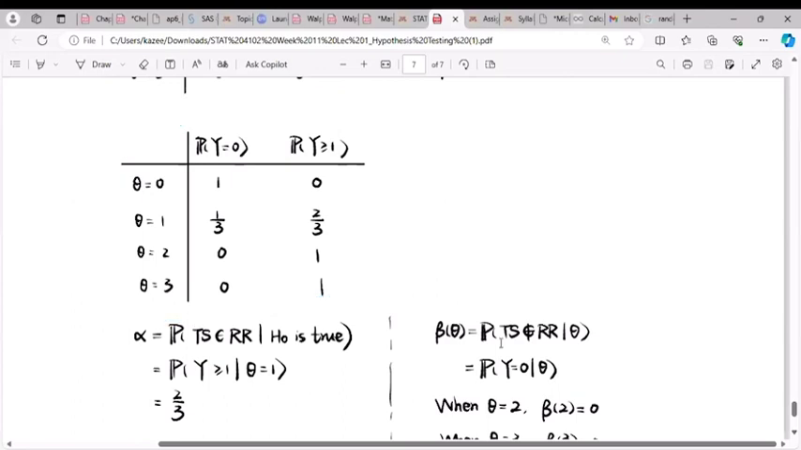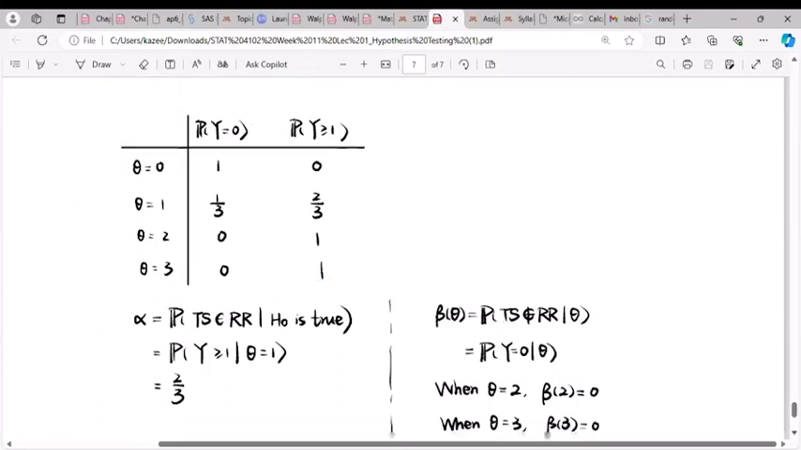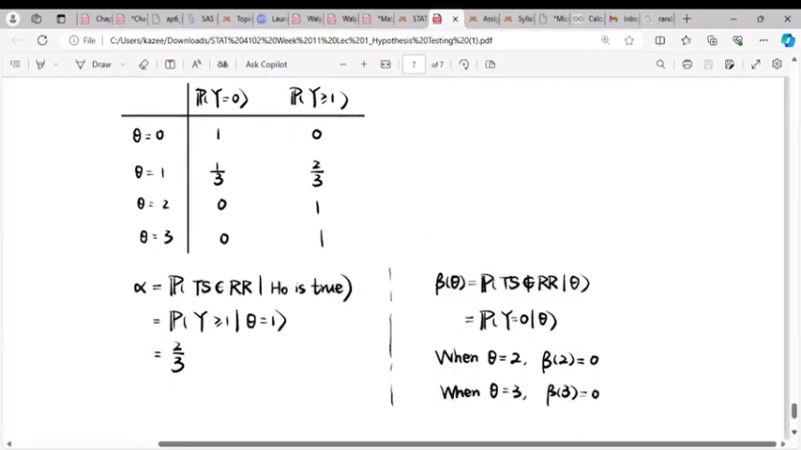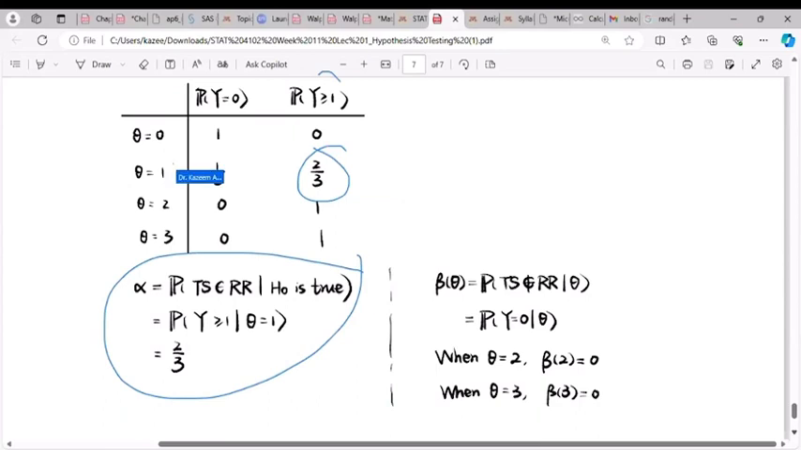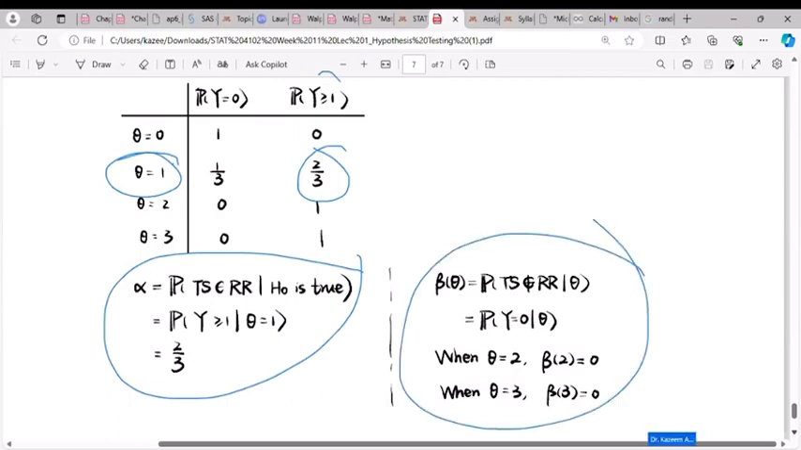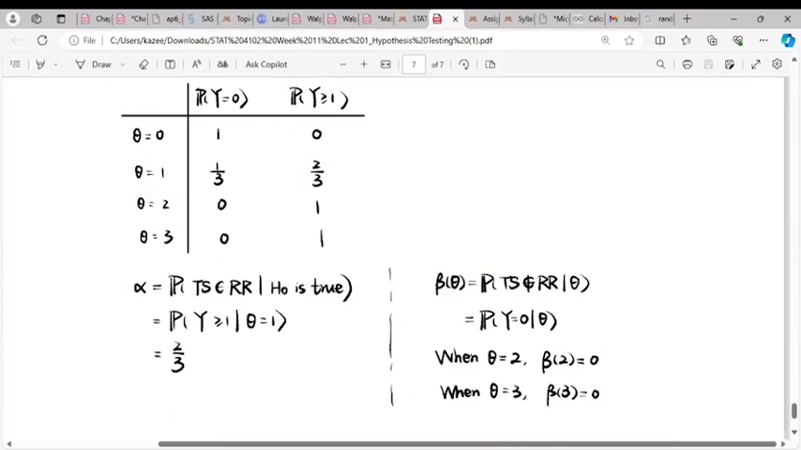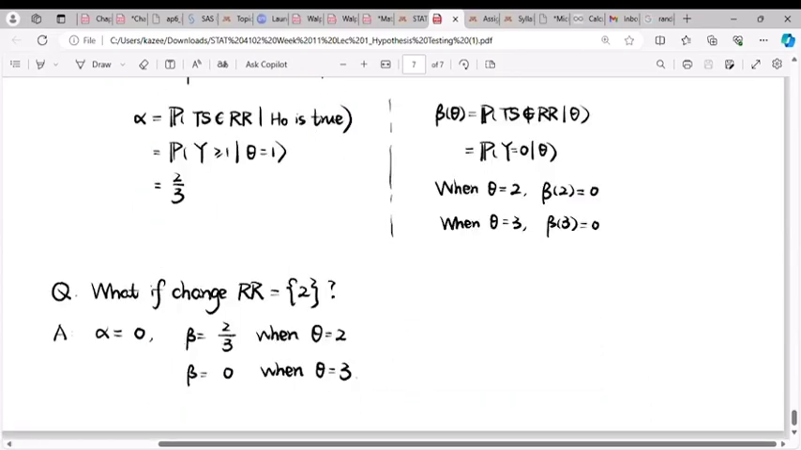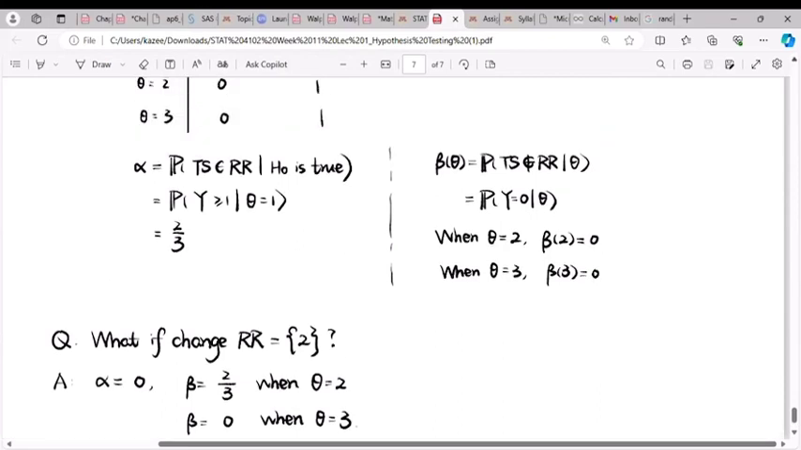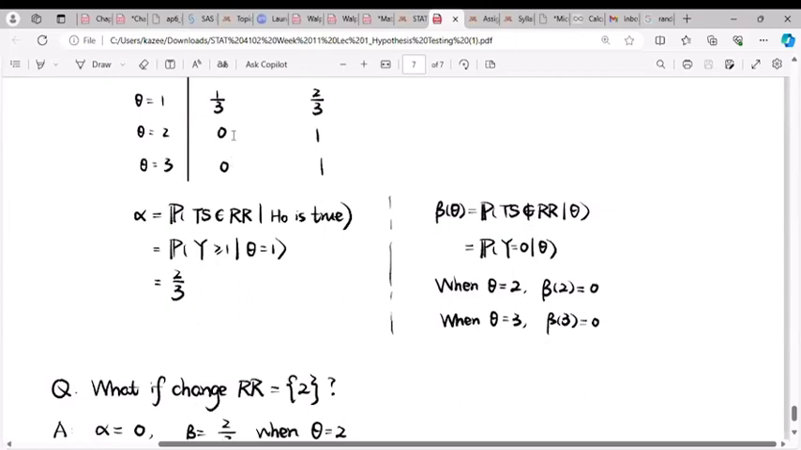And finally, based on what you see here, we can find the probability of type 1 error, which is going to be, what is the probability? Take a look at that. The probability of y being greater than or equal to 1, given that your theta is 1, which is 2 over 3, as you can see. And you can also find the probability of type 2 error in that regard, finding when y equal to 0, given theta equal to 2 and theta equal to 3. With theta equal to 2 and 3, that's going to give you 0, 0. That's what you can actually see here.